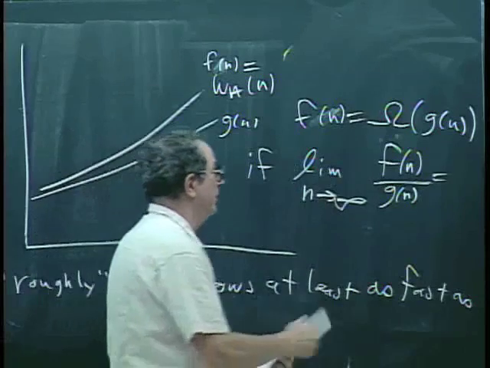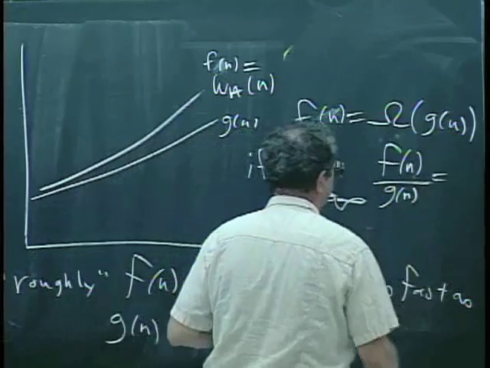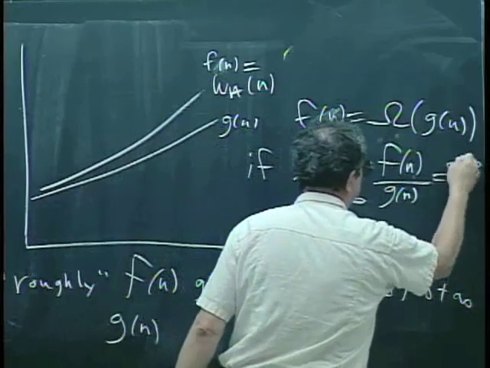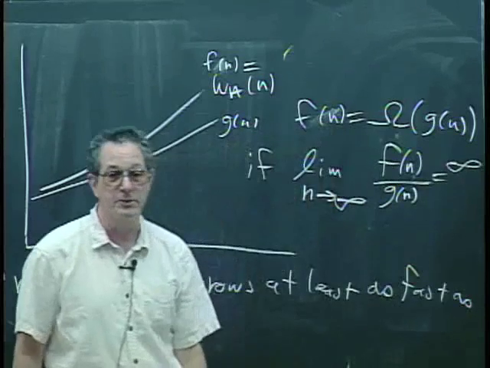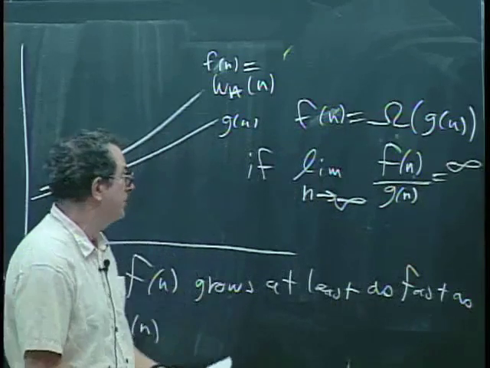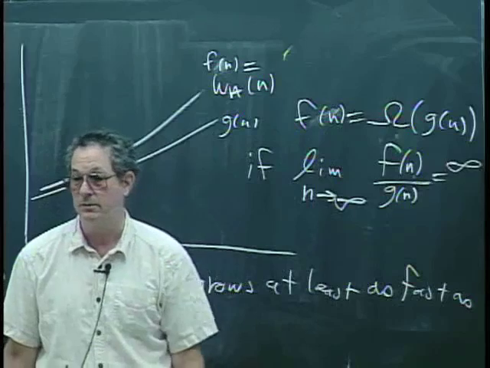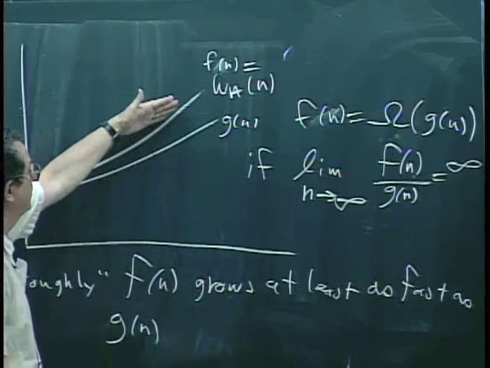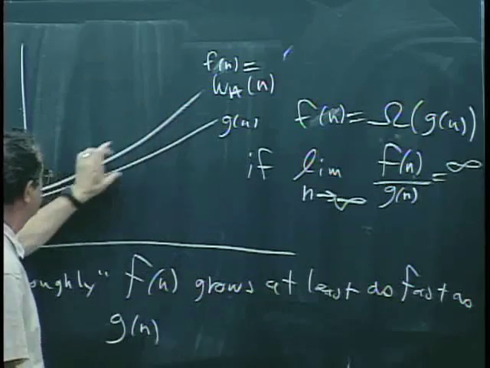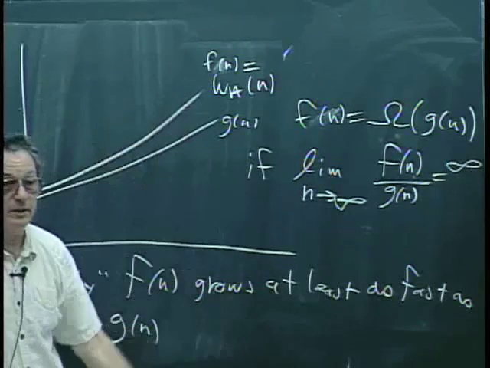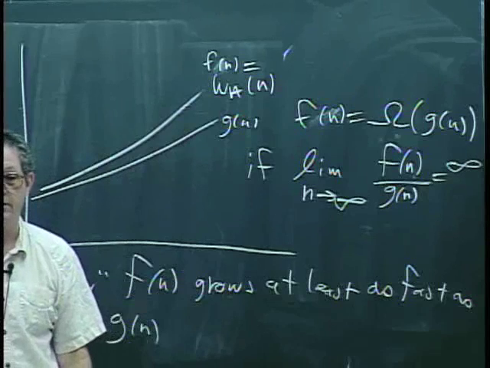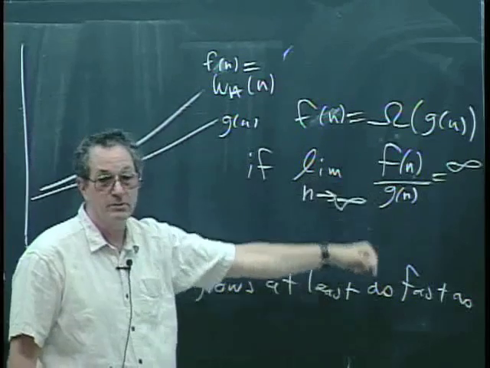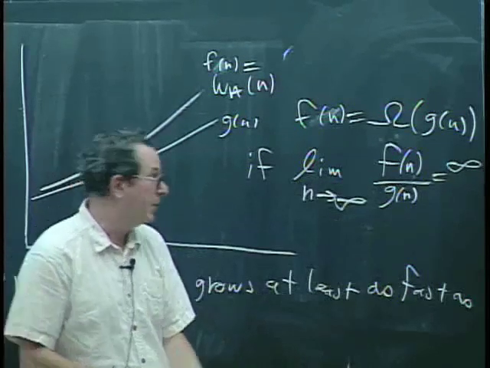Infinity, definitely. F of N, if it really blows up relative to G, that could be infinity. Okay? That's one possibility. What's another possibility? Well, F grows faster than G, but again, sort of proportionally, let's say. Okay, they kind of mirror each other. In which case, what does the limit go to? Some constant.